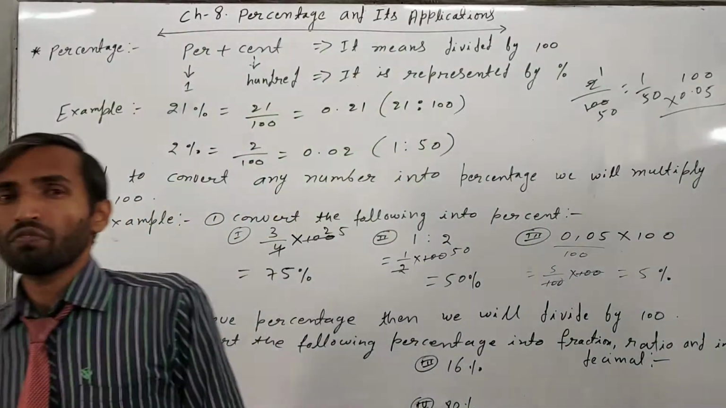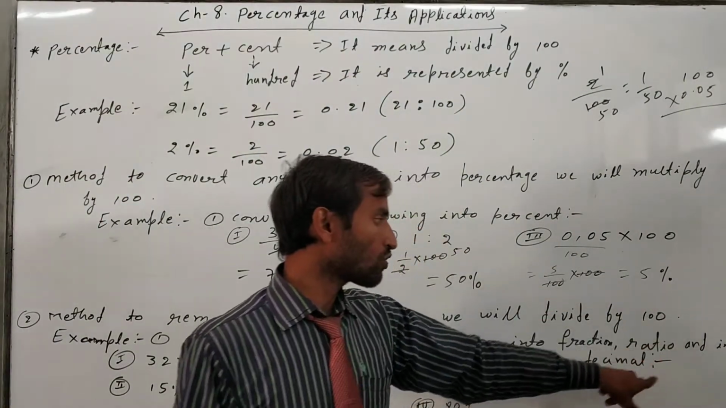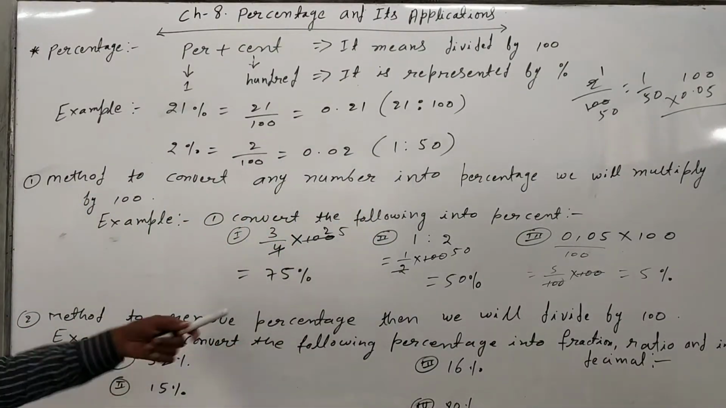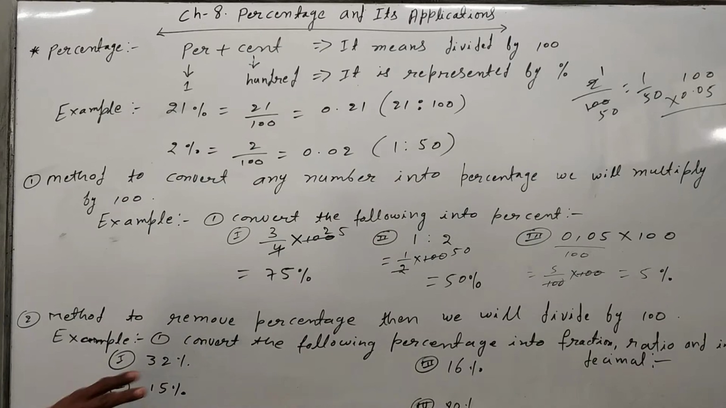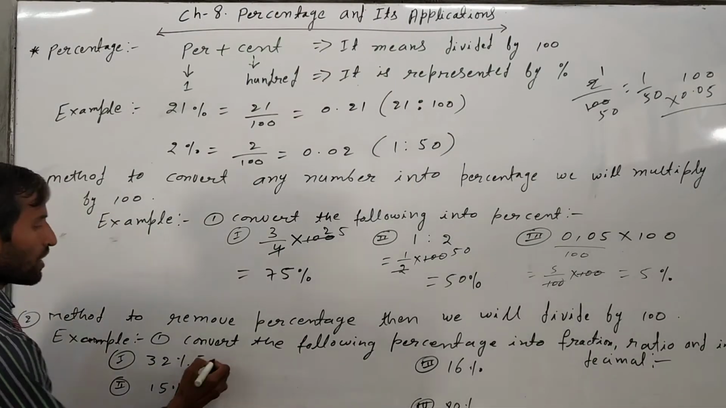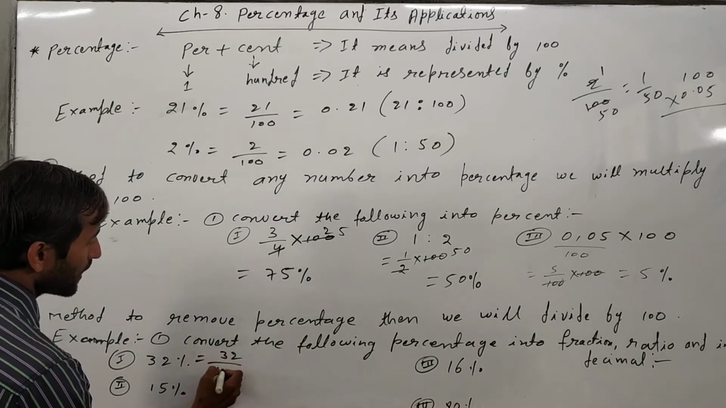For that we have to convert it either into a fraction, a ratio, or a decimal number. So for each we have to convert into fraction, ratio and decimal. Here 32% is given, so first of all we have to convert it into a fraction. So 32 upon 100 will come.